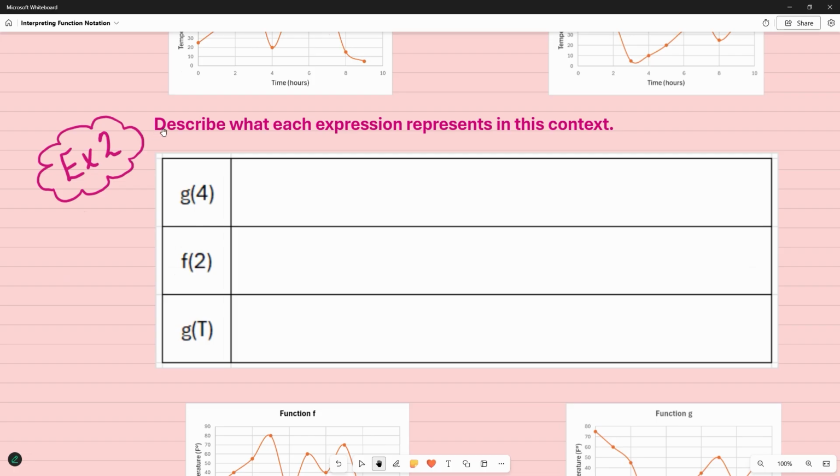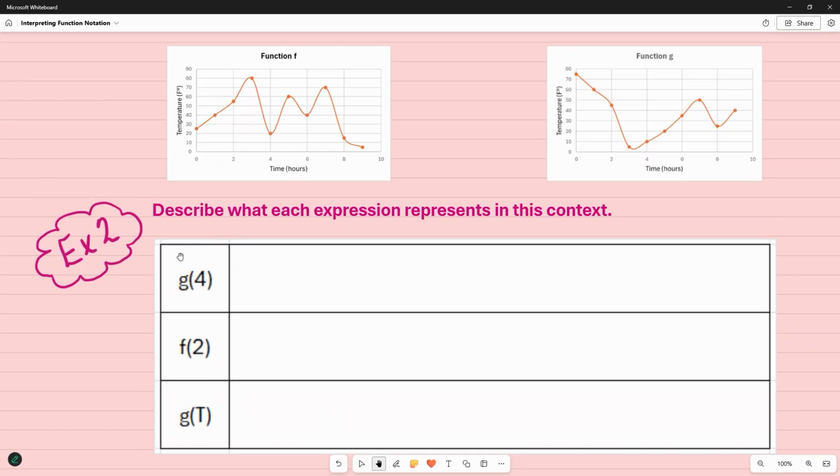For example 2, I'm asked to describe what each expression represents in this context. And I'm just going to pay attention to which function is asking about, and then I'm going to describe in words what this means. I know that 4 means my input. That's talking about time. For this first one, it says G of 4. So I'm going to go over here. I could say that after 4 hours, the temperature was 10 degrees Fahrenheit, or I could say the temperature was 10 degrees Fahrenheit after 4 hours. You can say it either way. It means the same thing.